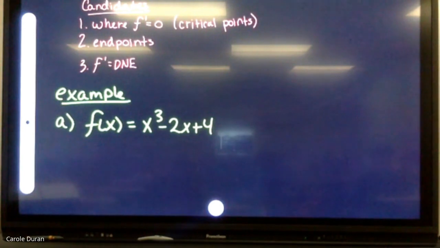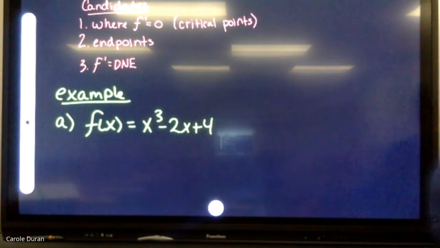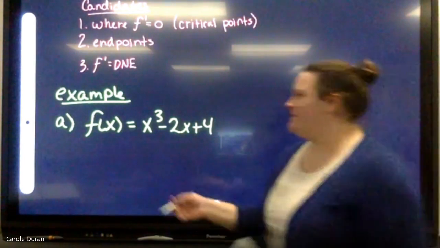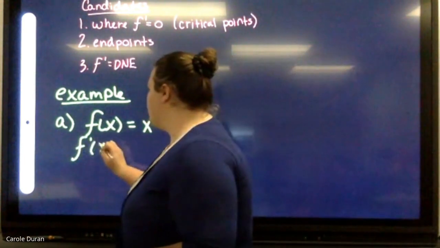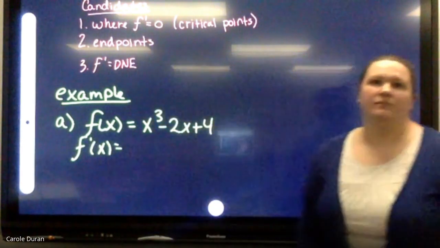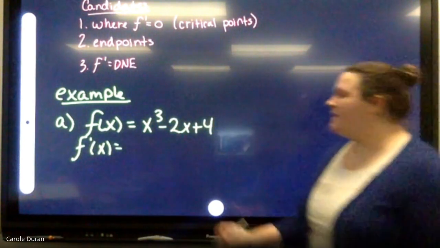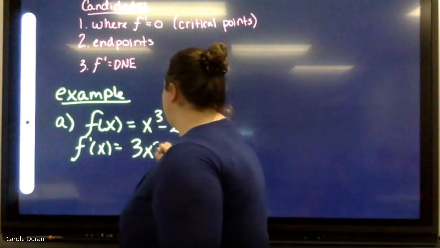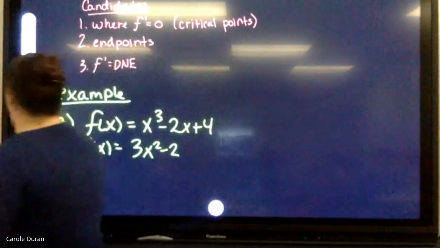I have to test all three candidates, right? What's my first candidate or set of points that could potentially be minimums or maximums? Points where the derivative equals 0. First, I have to find what my derivative is. So what is the derivative of this function? 3x squared minus 2. Right? Power rule.